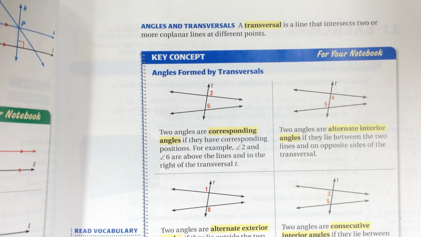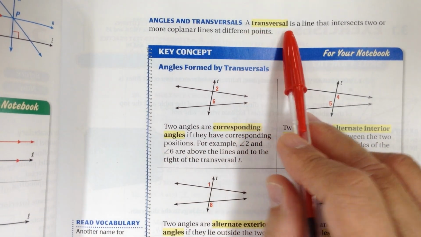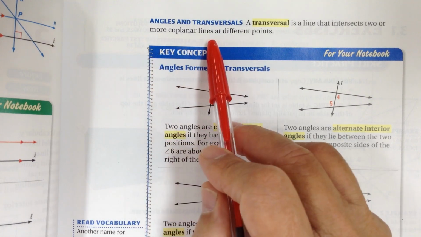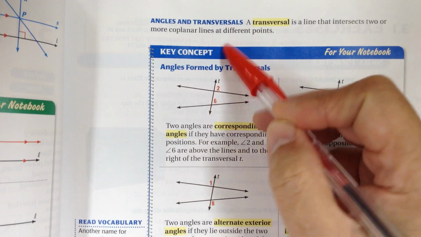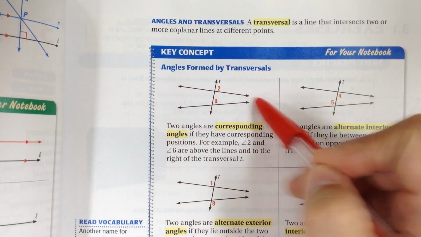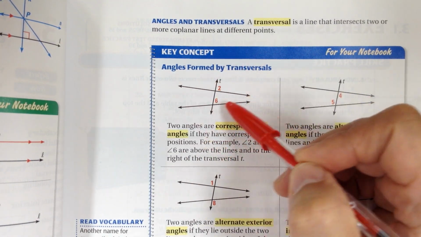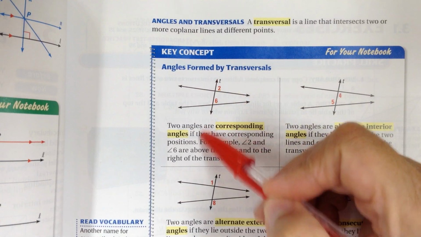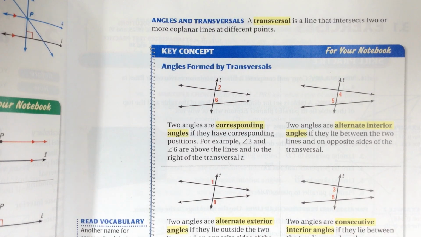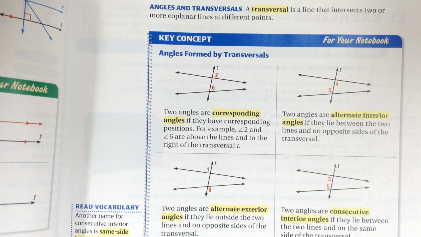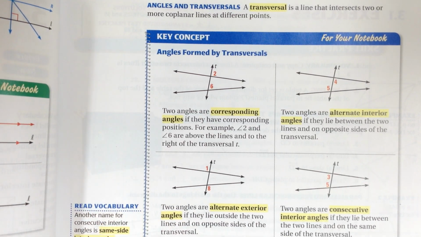Okay, now let's go to page 149. Angles and transversal. A transversal is a line that intersects two or more coplanar lines at different points. So the transversal is a line that cuts through a bunch of the other lines. So this is the transversal. That's the transversal. That's the transversal.